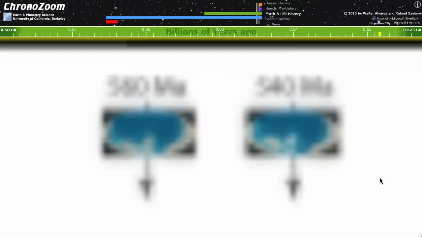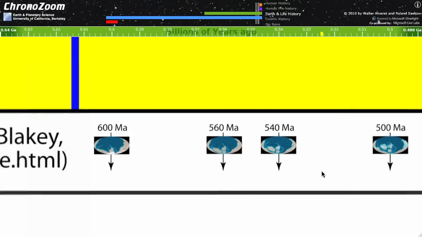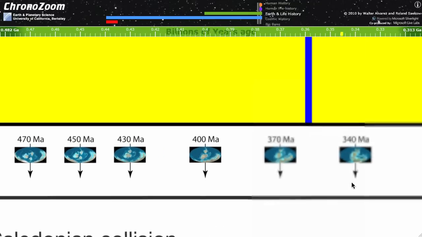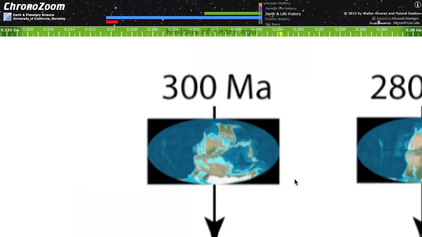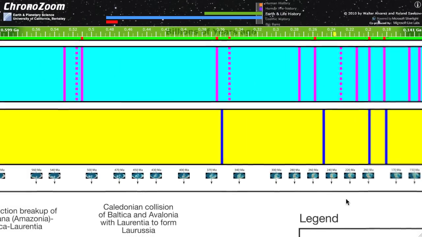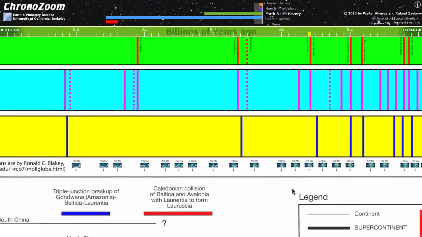Like these for 560 and 540 million years ago. These were made by Ron Blakey at Northern Arizona, and there's so many and they're so complicated that they're very hard to keep track of and digest. With the zooming capability of the new tool here, we can display hundreds of these maps in chronological order so they can be studied and evaluated.